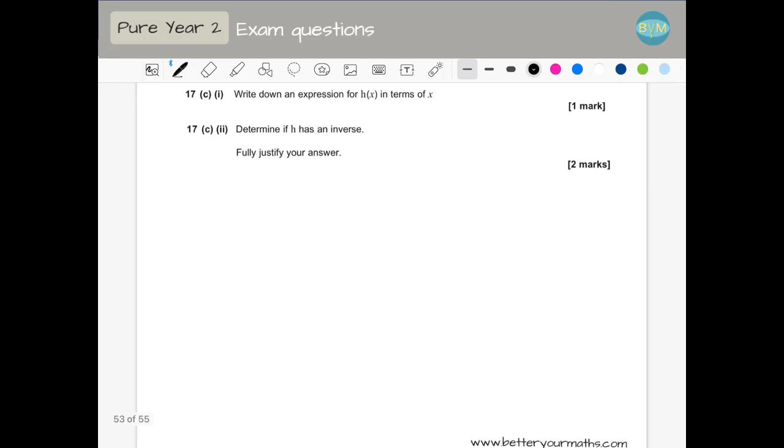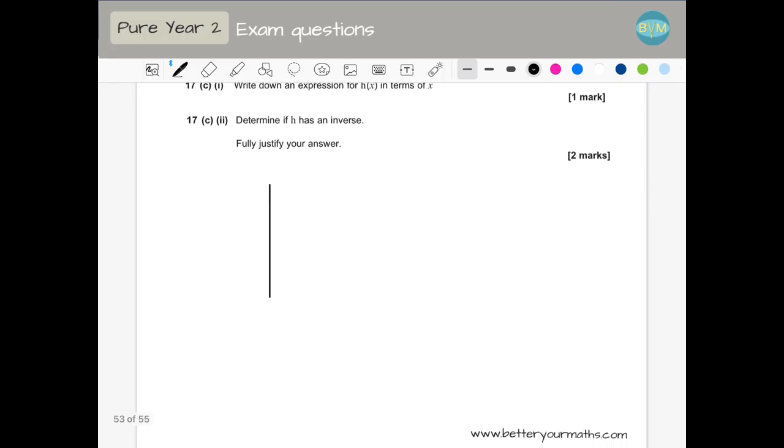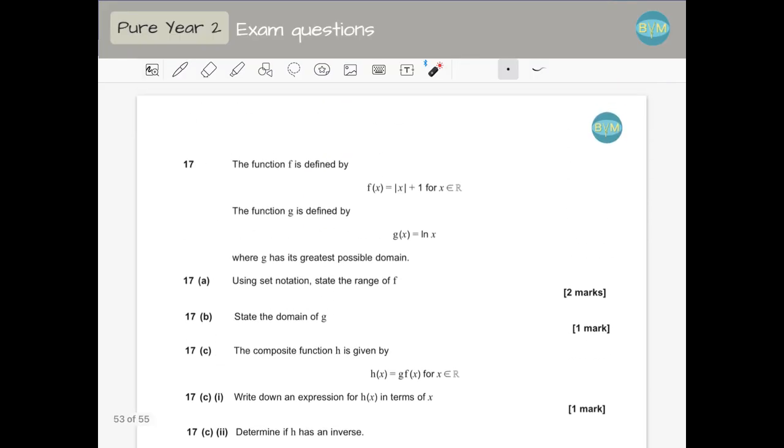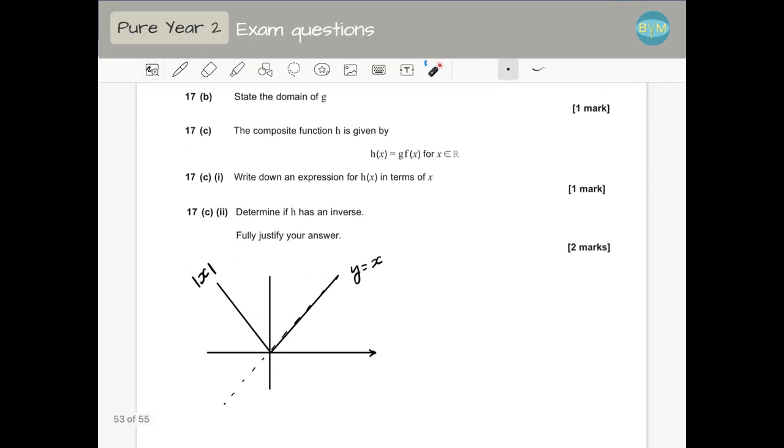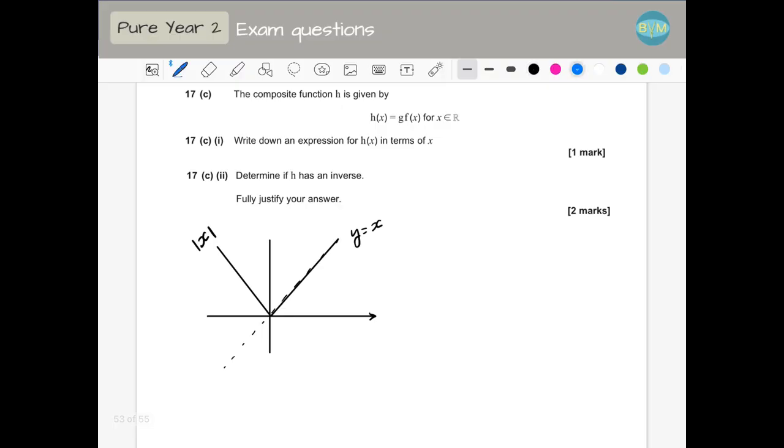Range. So remember, if I represent the magnitude or modulus of x, this is y equals x. When I do the modulus, any negative part becomes positive, so my function is doing this and this. That would be the magnitude of x, and if I have plus 1, I am moving it vertically by 1, so my function really is this one. I move it all up 1, and this is 1.